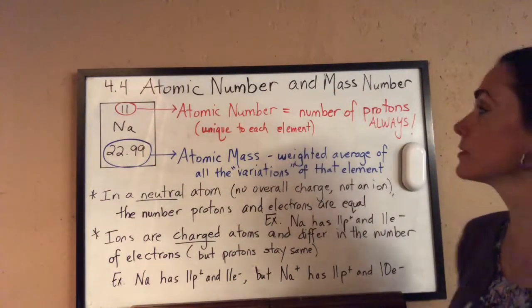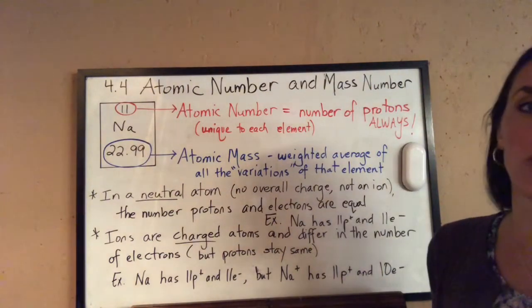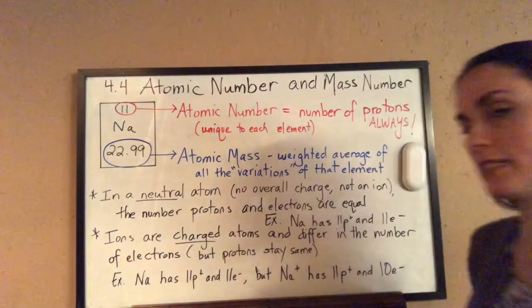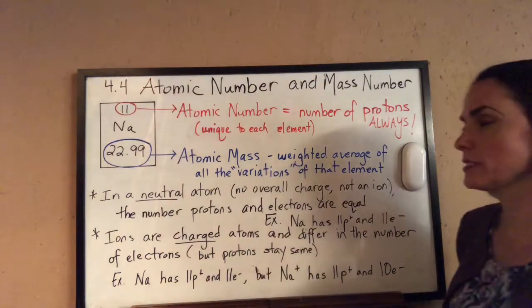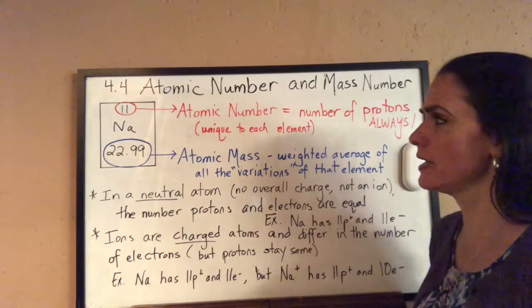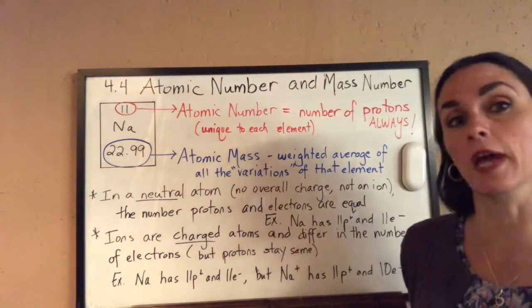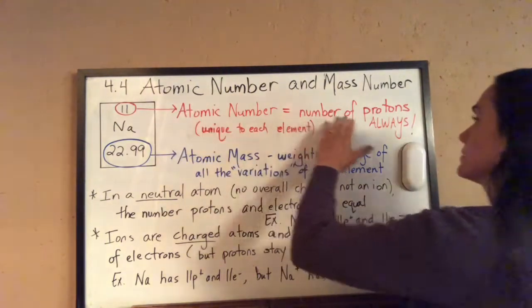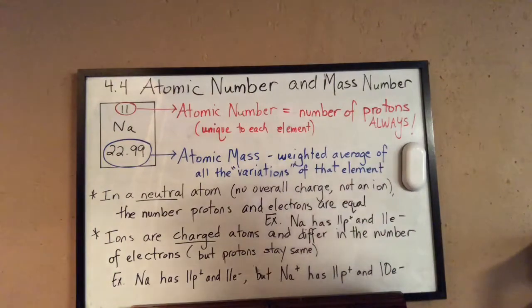The number above the element symbol is called the atomic number. And the atomic number is equal to the number of protons. Always, always, always. The atomic number is unique to each element. You may say, well, what if sodium had 10 protons? Well, then you would not have sodium anymore. You would have neon. So the atomic number, the number of protons always.